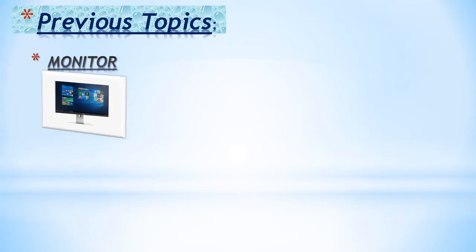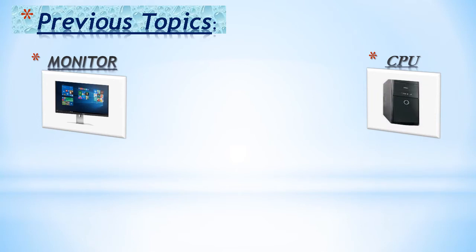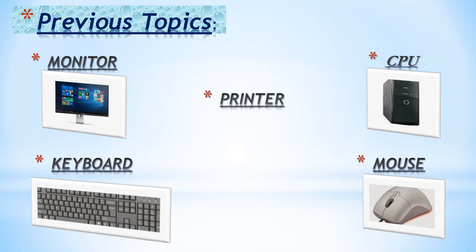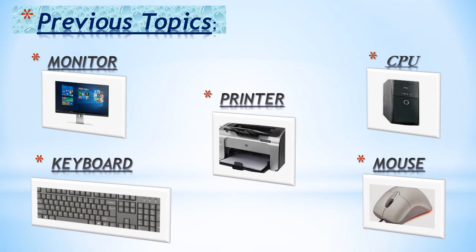Before starting our lesson, let's do a recap of previous topics. As you know, a computer has 4 main parts. Read with me. Monitor, CPU, keyboard, mouse, and other parts which can be attached to it for different functions, like a printer. This is also a part of the computer.